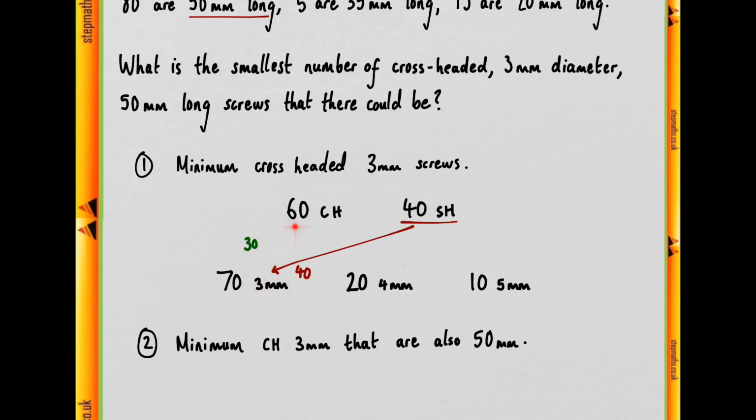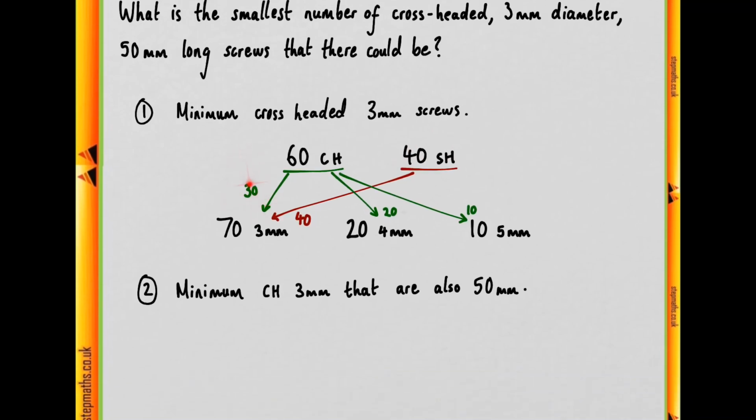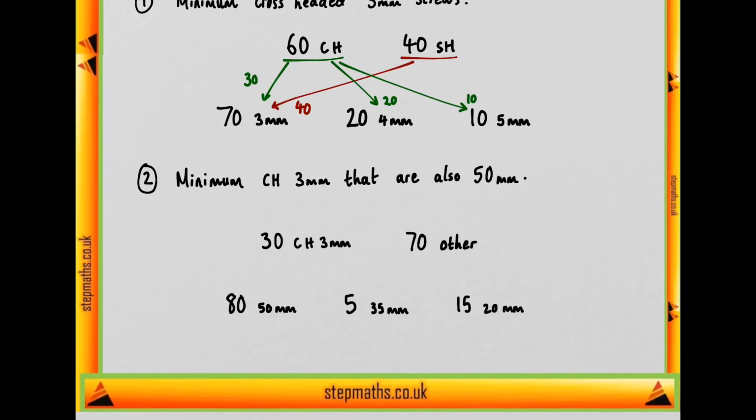which have to be made up by the cross-headed screws, and these will also be, the remaining 30 will be distributed between the 3mm, the 4mm, and the 5mm. So this is the minimum possible number of cross-headed screws that can be 3mm, because there are only 40 slot-headed ones. Okay, so now that we've worked out that we have a minimum of 30 cross-headed screws which are 3mm, we can write that down. So we have 30 cross-headed 3mm screws and 70 others, so all the other variables.